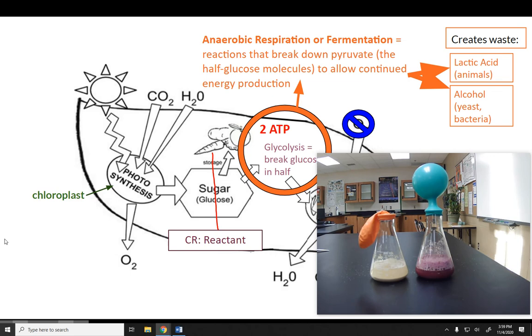So this isn't the best way for them to make energy, but it's better than nothing, and it's a way to keep them alive when they aren't able to do aerobic respiration with oxygen available to them. We're going to talk just a little more and kind of review these processes a little more before we wrap up today. So I'll move the camera back and be right back.